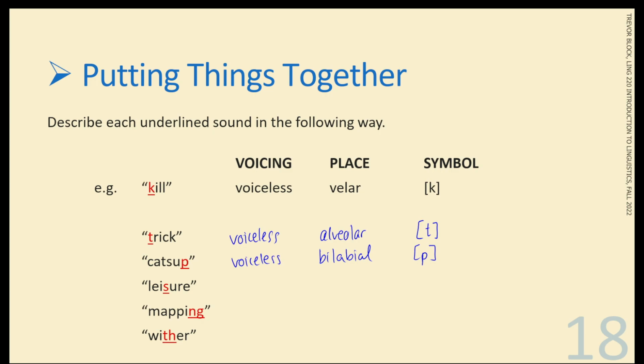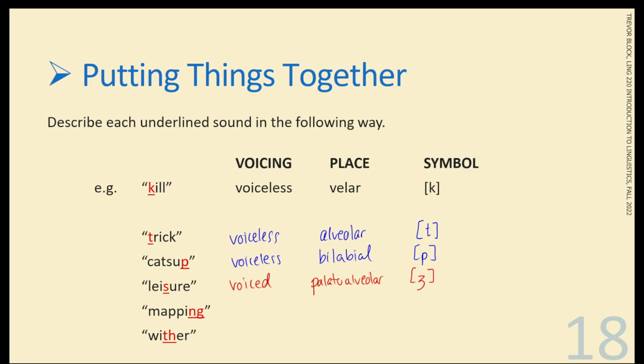Next one. Whether I say leisure or leisure, that zh is the same. And I can feel my vocal folds vibrating. So this will be voiced zh. And this is just behind your alveolar ridge. So this is going to be palatoalveolar or postalveolar or alveopalatal. And this is going to be your zh, your edge, the Z with a little curl.